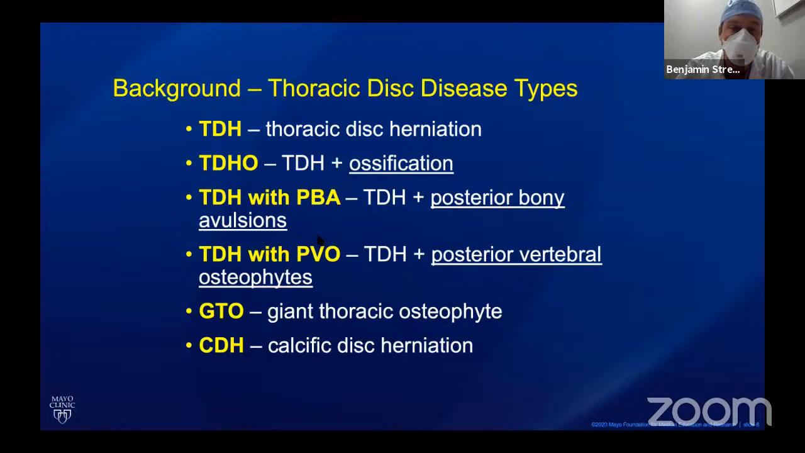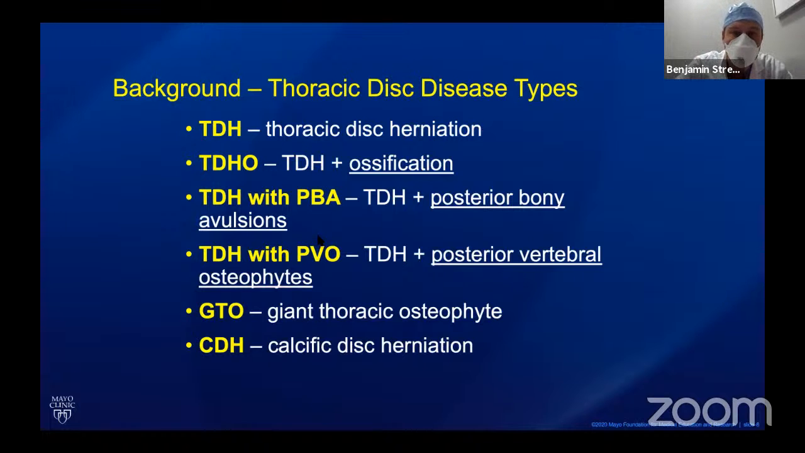There are additionally TDH with posterior bony avulsions, and also TDH with posterior vertebral osteophytes. So I'll show some pictures that were included in the article to help differentiate those two. And those thoracic disc herniations will then be compared to giant thoracic osteophytes, or GTOs, and CDHs, where that thoracic disc has then become calcific.